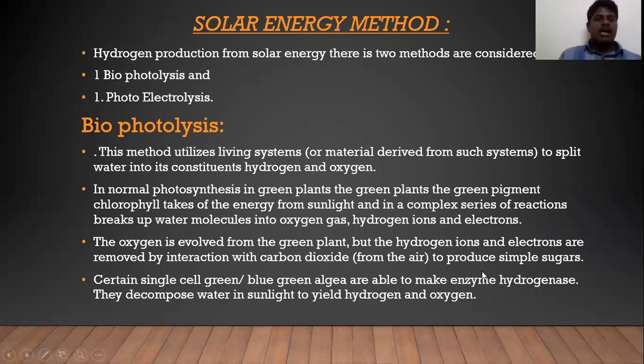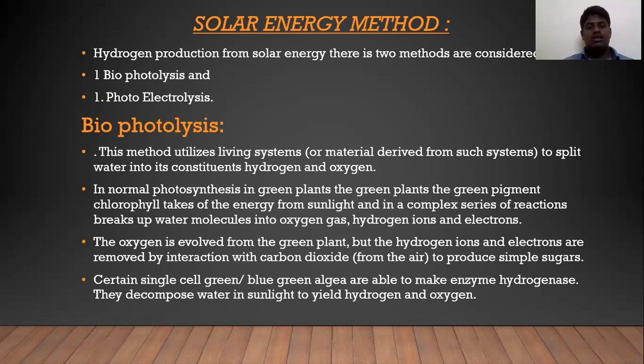Solar energy method. Hydrogen production from solar energy. Two methods are considered: first one biophotolysis and the second one photoelectrolysis. Biophotolysis. This method utilizes living systems to split water into its constituents, hydrogen and oxygen. In normal photosynthesis, the green pigment chlorophyll takes up the energy from sunlight and in a complex series of reactions breaks up water molecules into oxygen gas, hydrogen ions and electrons. The oxygen is evolved from the green plant, but the hydrogen ions and electrons are removed by the interaction with carbon dioxide to produce simple sugars.